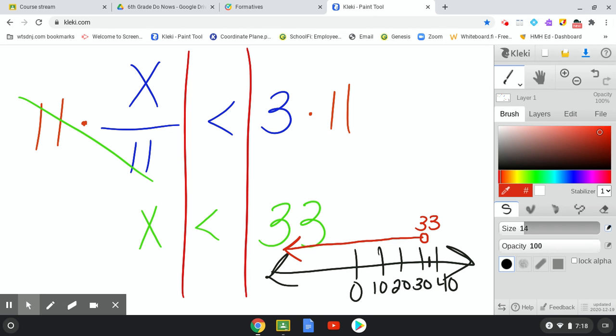Okay? So remember, step one, make sure your variable is on the left. If it is not, switch it so it is on the left. And then when you go to graph, you are just following your inequality symbol. All right, let's try another one.